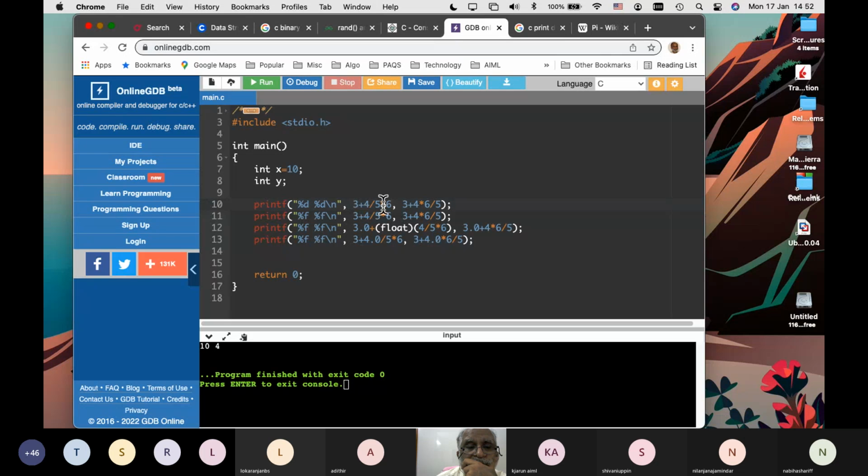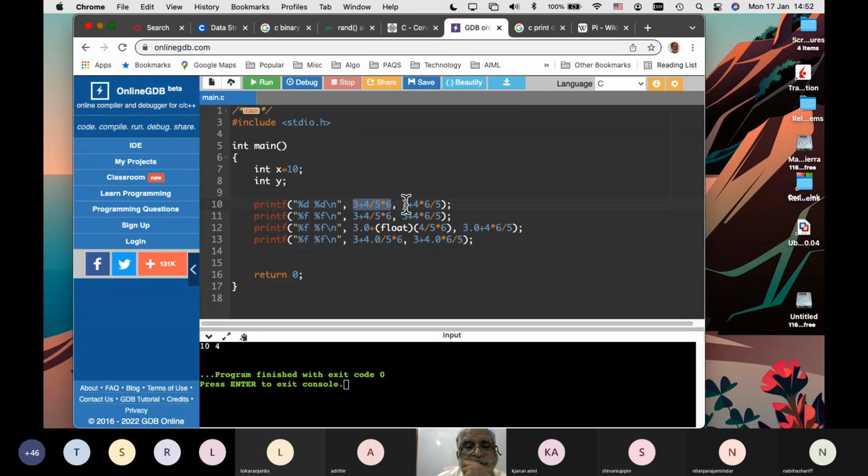This is 4 by 5 integer division gives you 0. 0 multiplied by 6, 0. 3 plus 0, it becomes 3. So this would be 3. What about this?